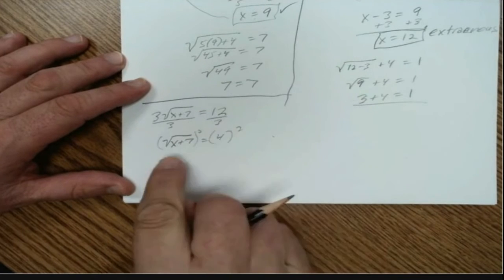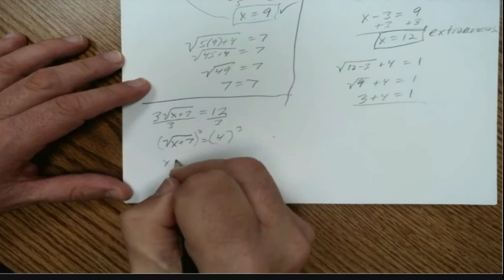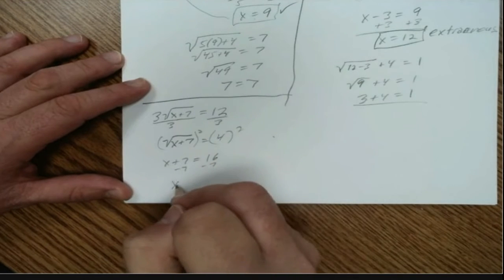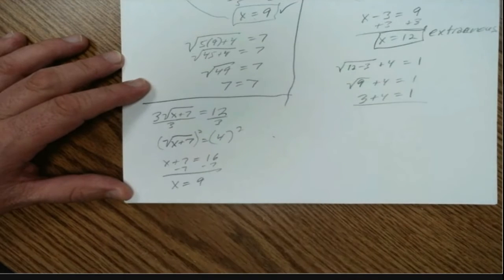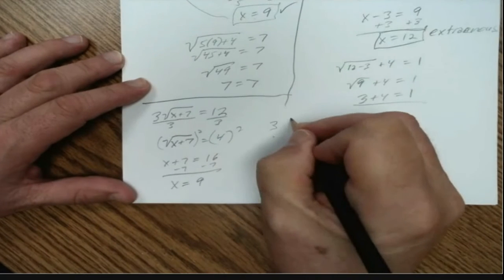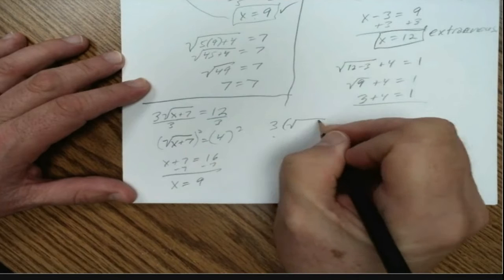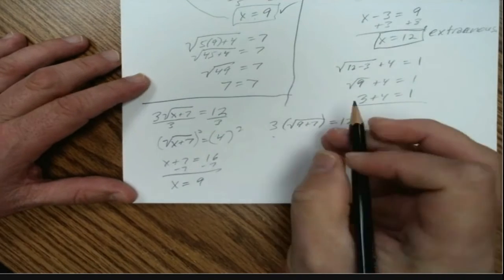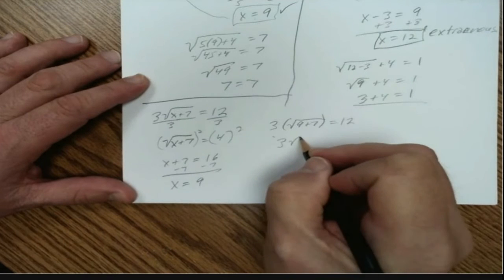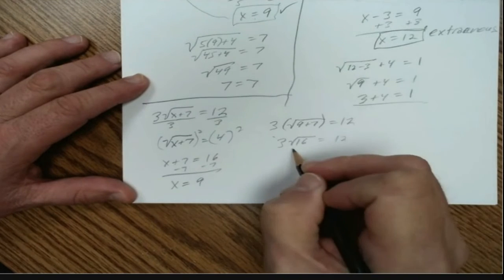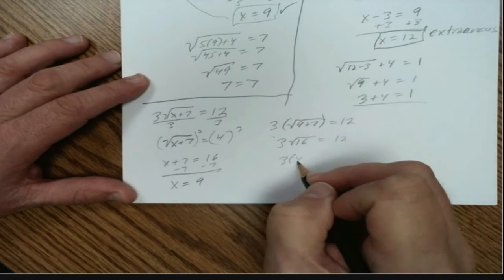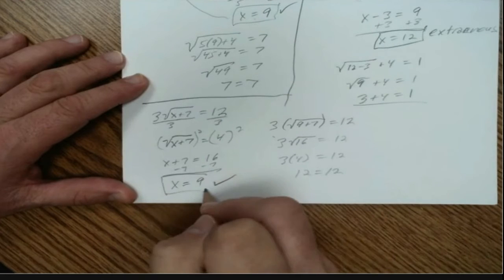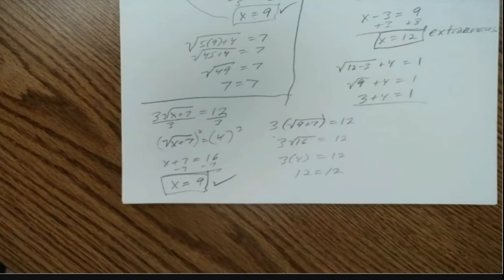Remember, always get this radical by itself first. X plus 7 equals 16. Subtract the 7. X equals 9. Does that work? 3 times the square root of 9 plus 7 equals 12. So this is 3 times the square root of 16 equals 12. The square root of 16 is 4. So 3 times 4 equals 12. 12 equals 12. So this is good. It is not extraneous. Actual solution.